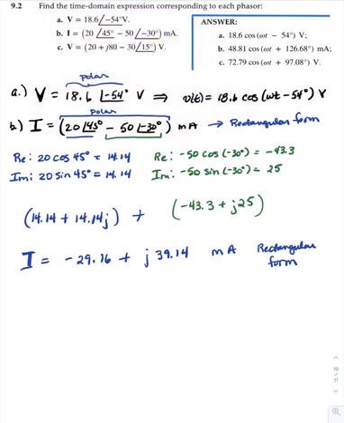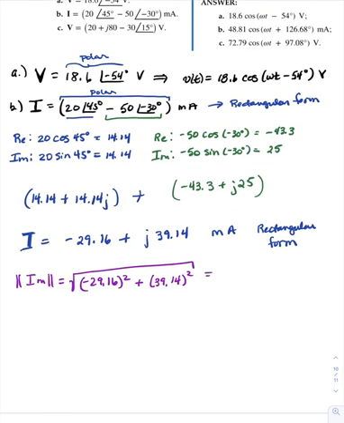So polar would be the magnitude, oh no, we're talking current here, is equal to the square root of minus 29.16 squared plus 39.14 squared, and that will give us 48.81. And then the angle is the inverse tangent of the imaginary over the real part.